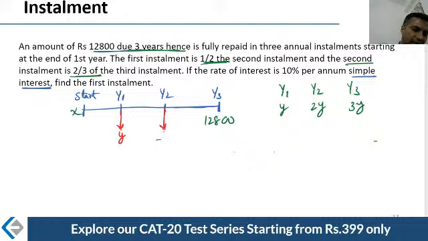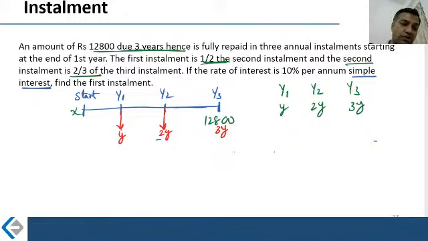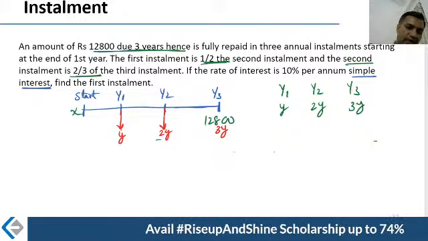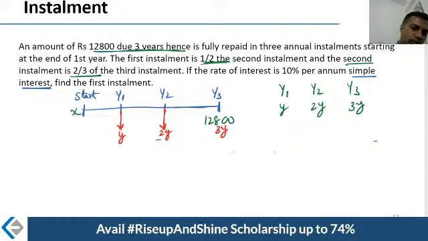At the end of second year, he is willing to pay 2Y rupees. At the end of third year, he is willing to pay 3Y rupees. That's how he wants to pay this money which is due after 3 years, which is 12,800. Great. This 3Y remains 3Y. There is no problem, because that's in the same point in time, year 3.